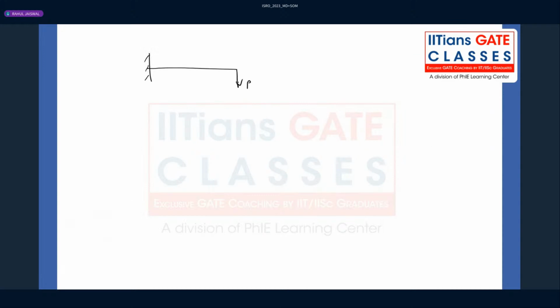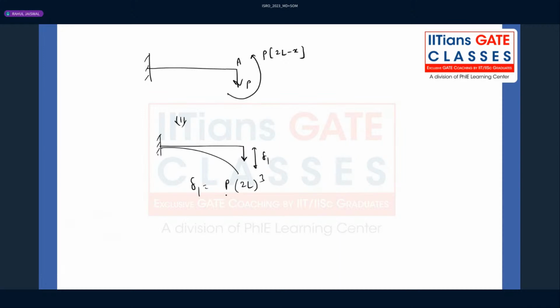See, there is a load acting in the downward direction, and there is a moment acting, P into 2L minus X. So now we can apply the principle of superposition. First, there will be deflection because of this P, and we know the deflection formula: P into 2L whole cube divided by 3EI, because the length is not L, the length is 2L. You have to remember that.